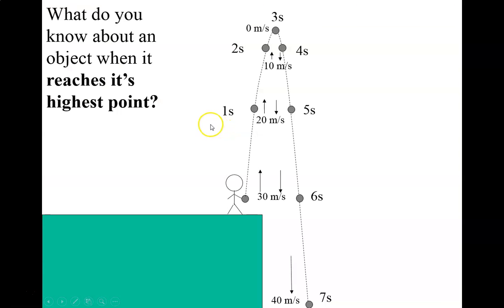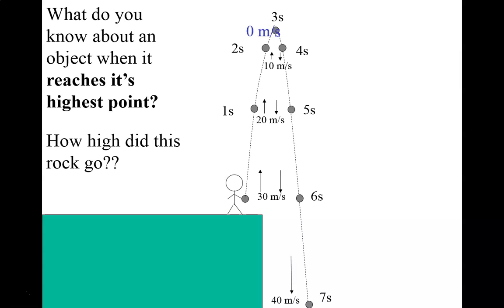Okay, so what do we know about the object when it reaches its highest point? What do we know? Well, we know two things about it. We know that the velocity is 0, and we also know the acceleration. I'm not sure if this is a test question or not, but it could be. What's the velocity at the top? Positive, negative, or 0? The velocity is 0. What's the acceleration at the top? Positive, negative, or 0? Negative, because gravity is still pulling it down. So it could be a test question. You never know.